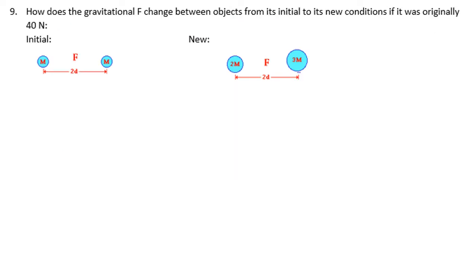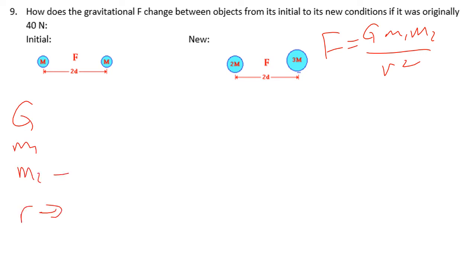How does the gravitational force change between objects from its initial to its new conditions if it was originally 40 newtons? So now we're just once again evaluating everything. F equals G m1 m2 over r squared is the equation we're using. G, m1, m2, r. We're seeing how all those things have changed. So once again, m1, m2, that's how I'm going to assign them.